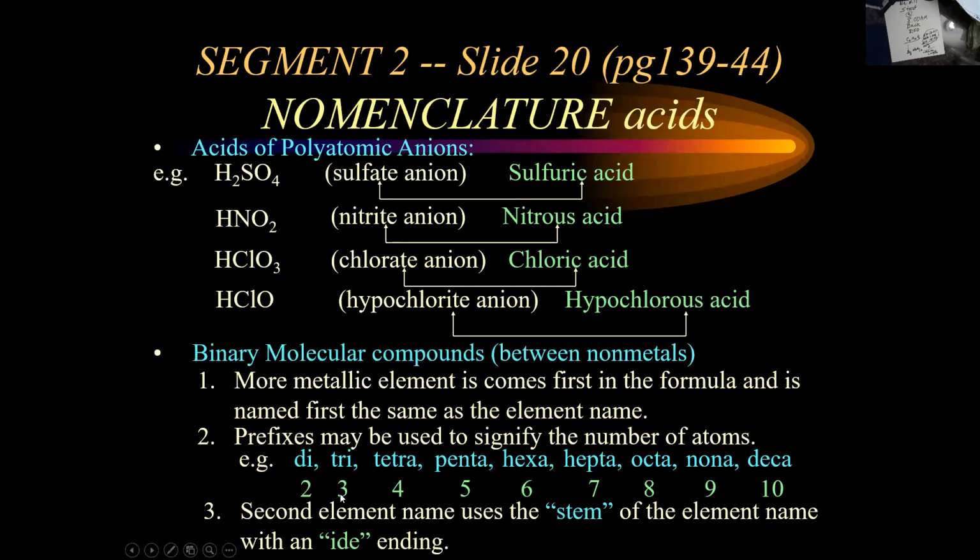But all of those are going to have the IDE ending then. So they're going to have prefixes, and you use the prefixes when? Only between nonmetals. Don't you ever tell me FeCl3 is iron trichloride. I'll count it wrong. But if you Google it, you'll find it. So be careful.